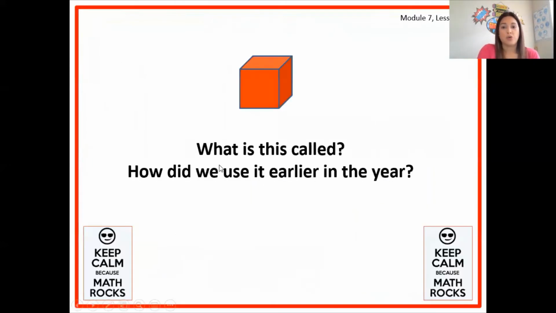Okay, so now let's go ahead and move on to the concept development. I want you to remember what this is called. We did this in module 2. Let's see if you remember. A centimeter cube. Yes. And how did we use a centimeter cube earlier in the year in module 2? What did we do with it? If it's a little hard for you to remember, it's okay. You can pause the video and think of the stuff that we used the centimeter cube for, and then you can come back.